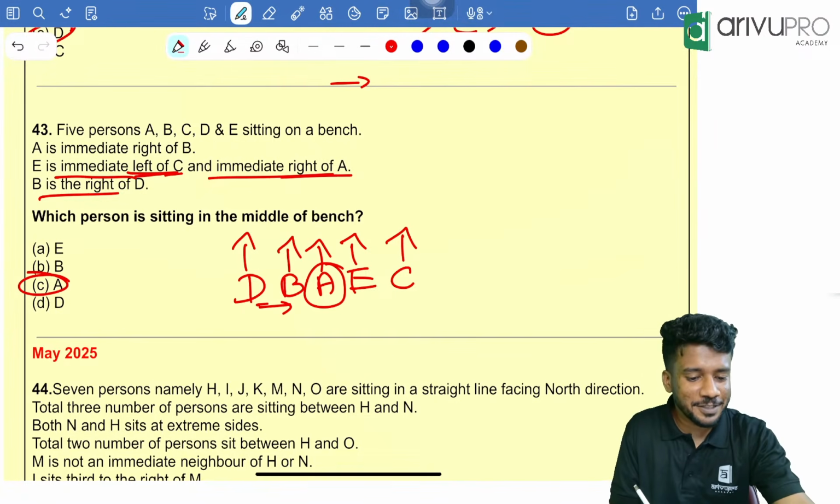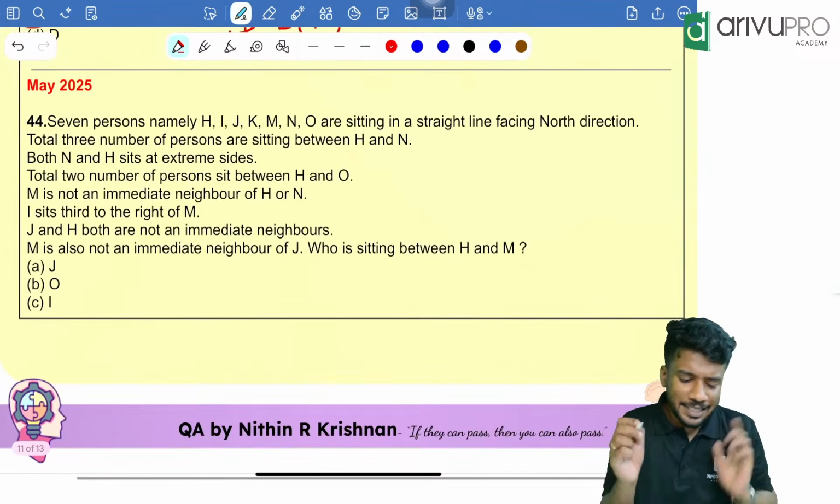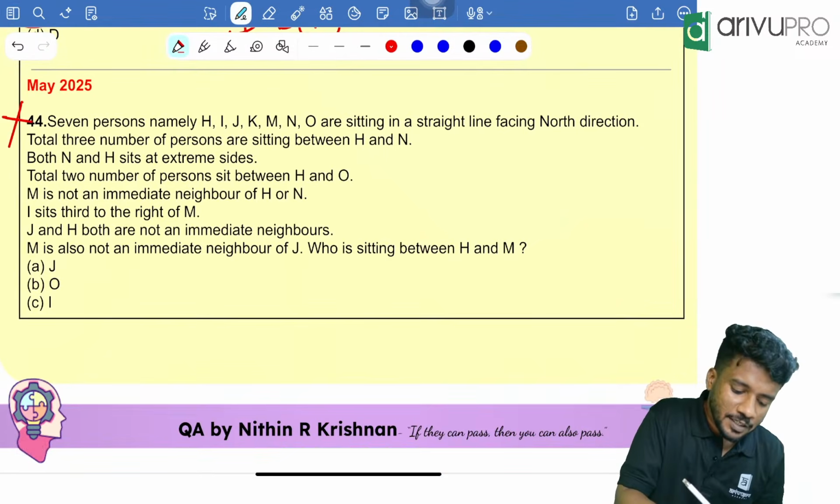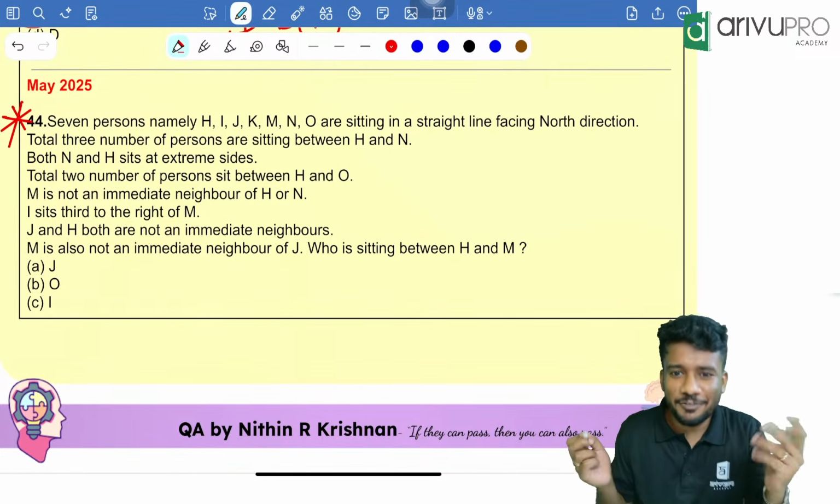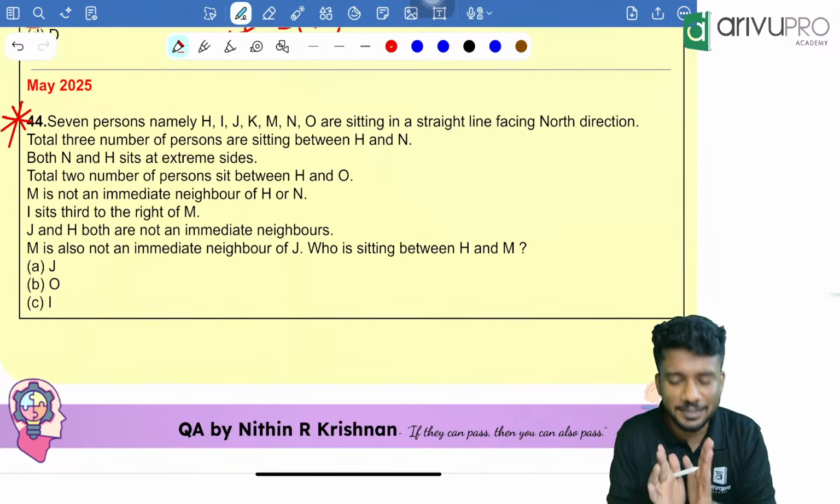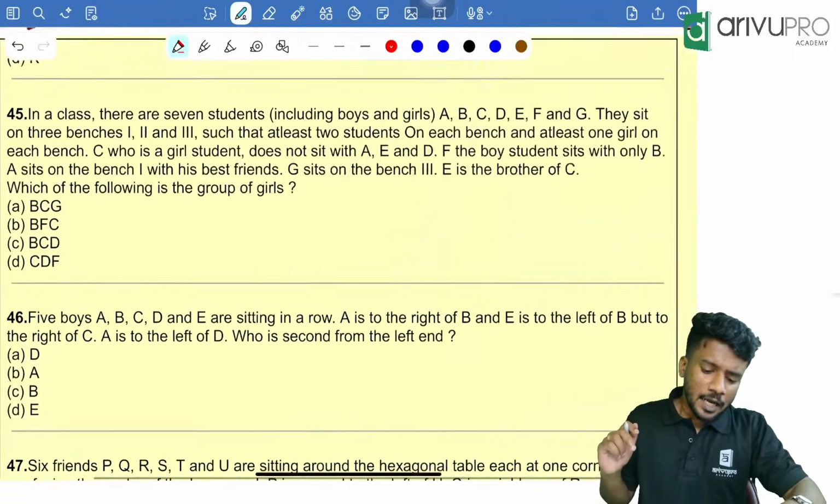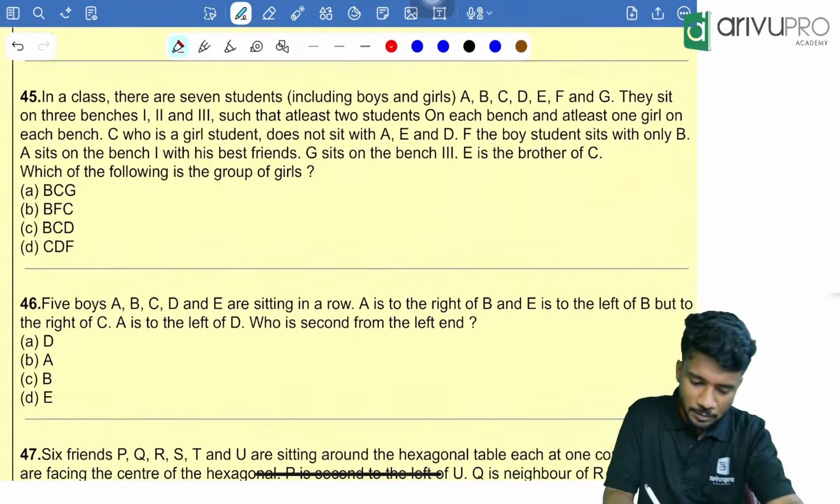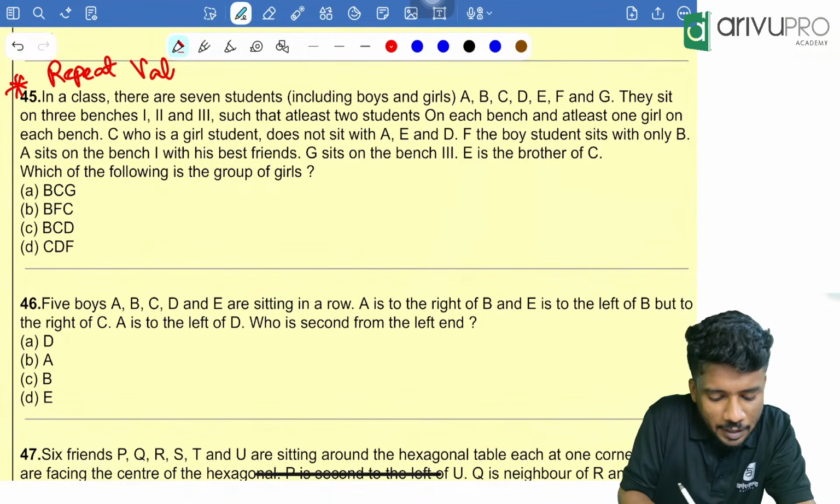I hope that everyone got the answer. Can we solve the next one? Everyone, are you ready for it? Yes. Now look here. This was a May attempt question. There was a mistake in this question. I am not trying to correct it because too many mistakes are there. So everyone who wrote the attempt got 1 mark as a grace mark because of this question. Okay, it was a wrong question. Now 45th question. It's a very good question. It can repeat. Repeat value is there.